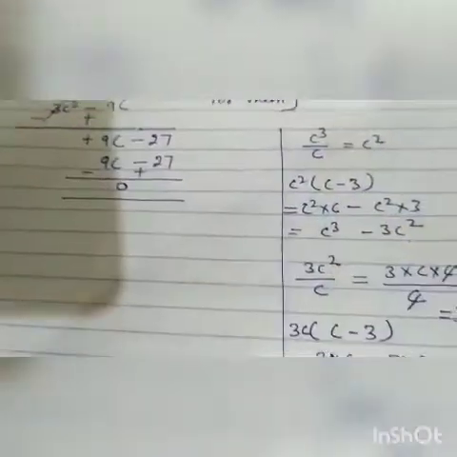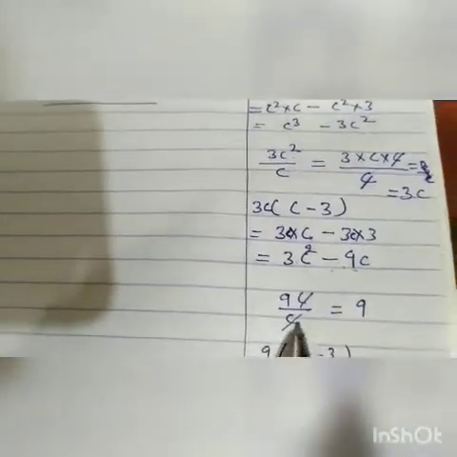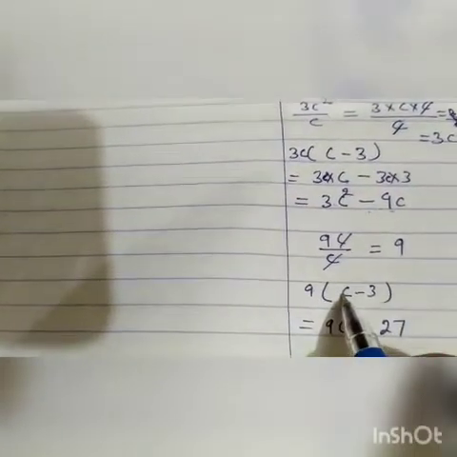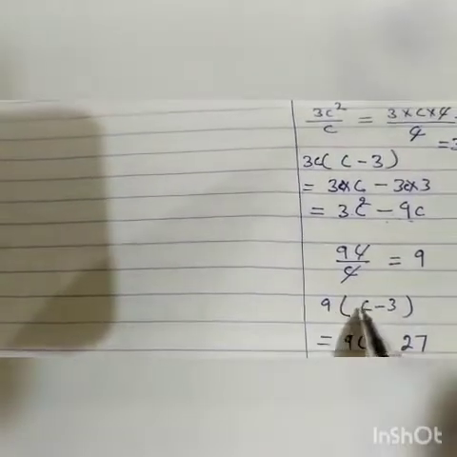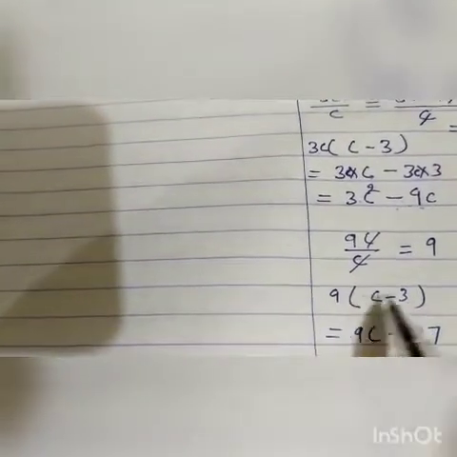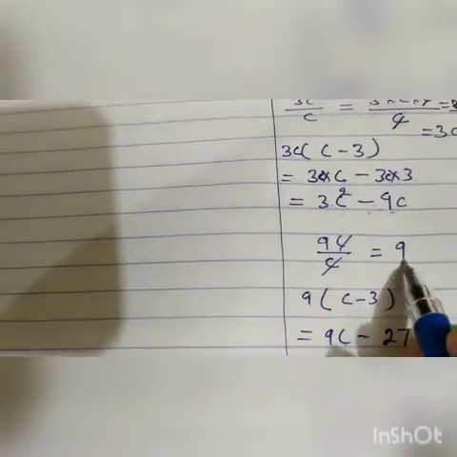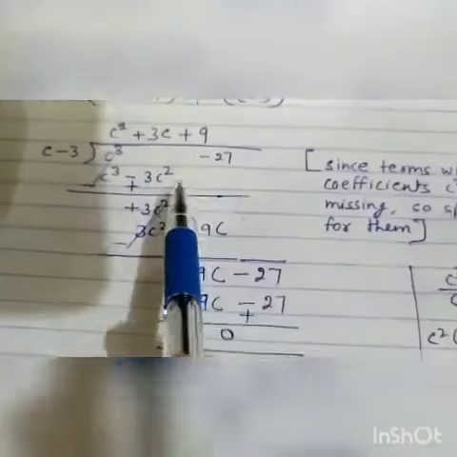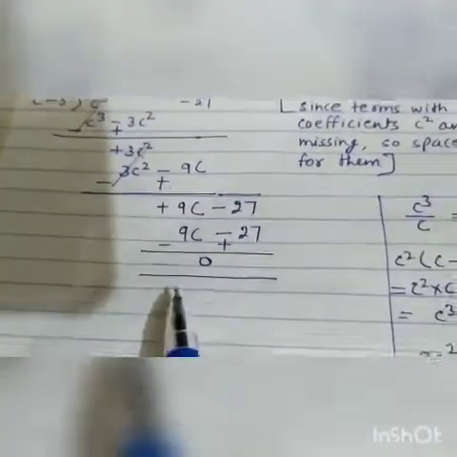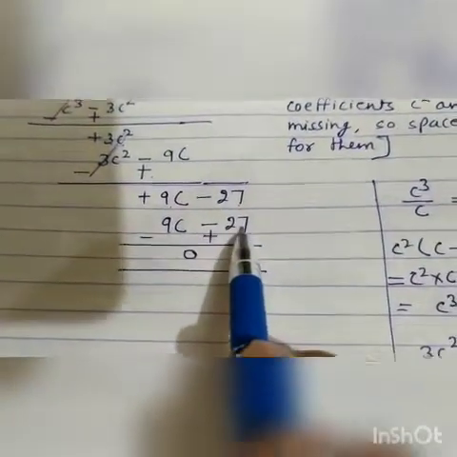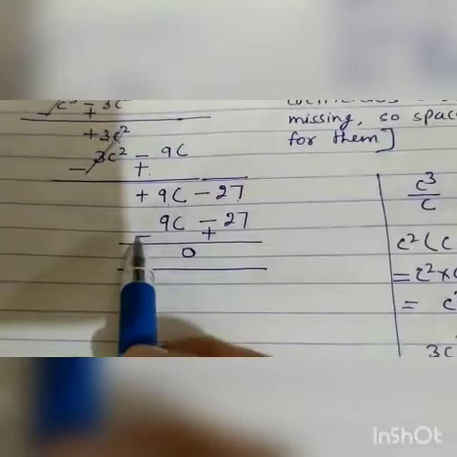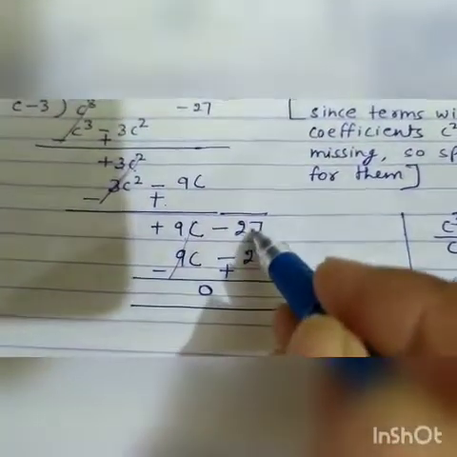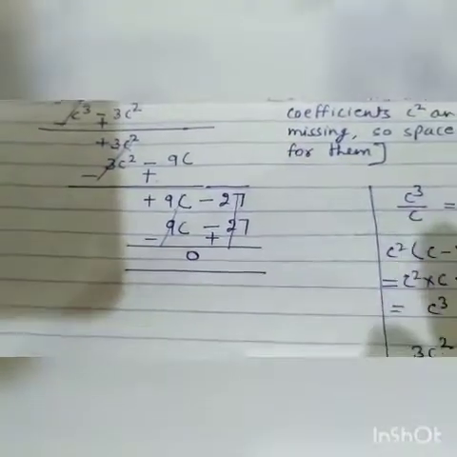Again same pattern, 9c upon c. C cancel, it is equal to 9. Then 9 multiplied by c minus 3. 9 multiplied by c, 9c, minus 9 times 3 is 27. So this 9 will be written as quotient and this is the product. Plus 9 here and write product here 9c minus 27. Change the sign, minus plus. Plus 9c minus 9c cancel, minus 27 plus 27 cancel.